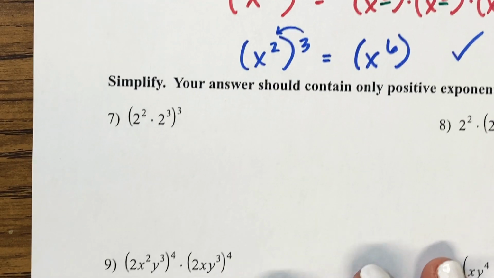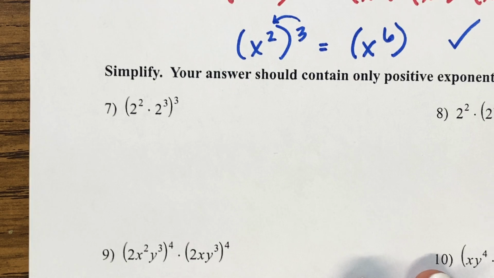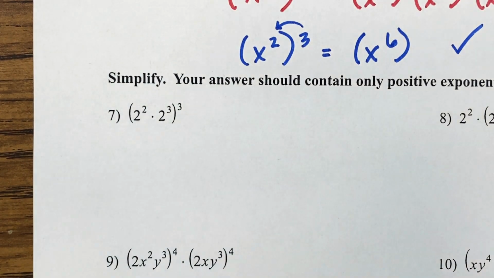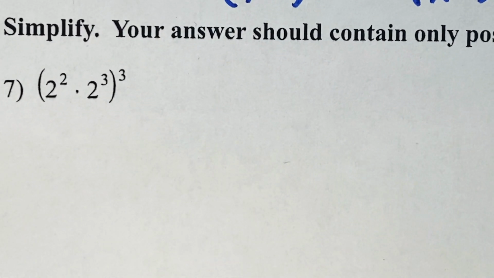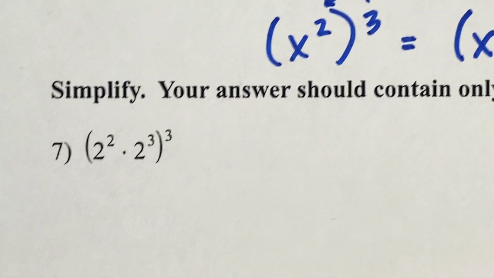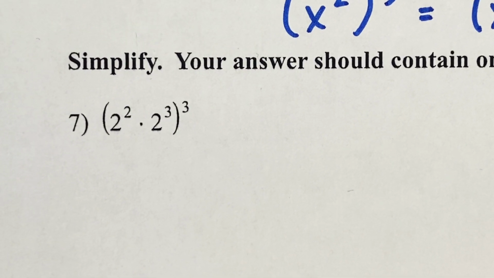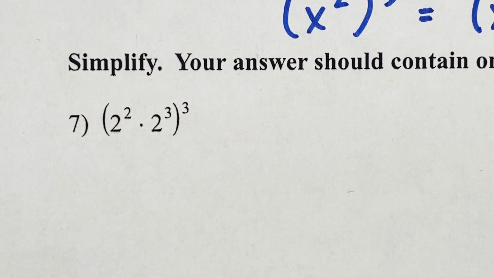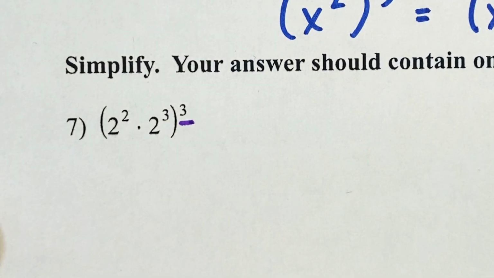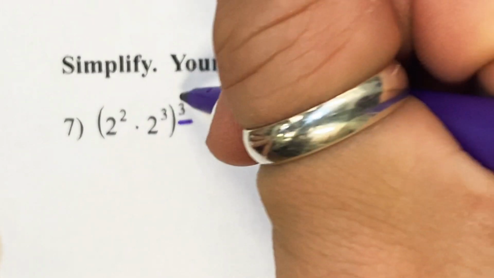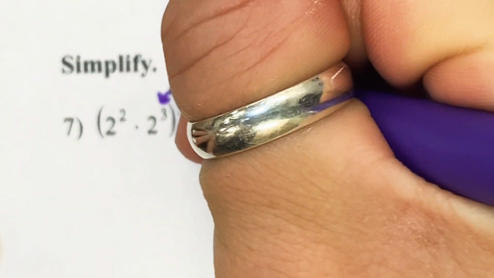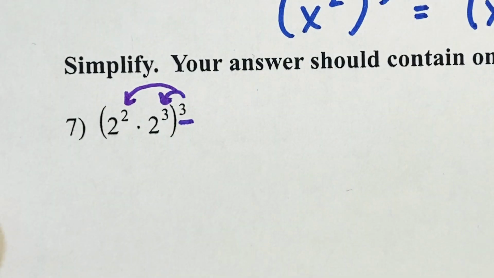So let's practice. Okay, so notice on number 7, we see some parentheses. Parentheses means everything inside. So the first thing you're going to want to do is find that exponent on the outside. Okay, in this case, it is 3. Okay, and it's going to multiply to each exponent inside. Notice there are 2 of them. So it's going to multiply by both of those guys.